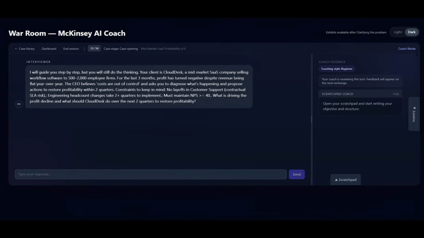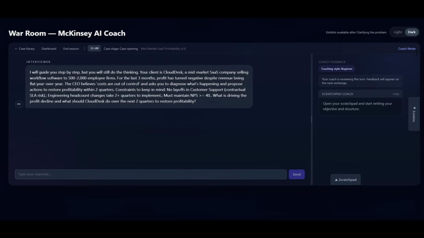So our client is CloudDesk, a mid-market software as a service company selling workflow software to firms with 500 to 2,000 employees. The revenue has been flat, but profit has turned negative over the last 3 months. Management wants to know what is driving the decline and what CloudDesk should do over the next 2 quarters to restore profitability. These are the constraints. Number 1, no customer support layoffs. Number 2, engineering headcount changes should take more than 2 quarters. And number 3, the NPS score must stay at or above 40. So this is a profitability case with operating constraints.